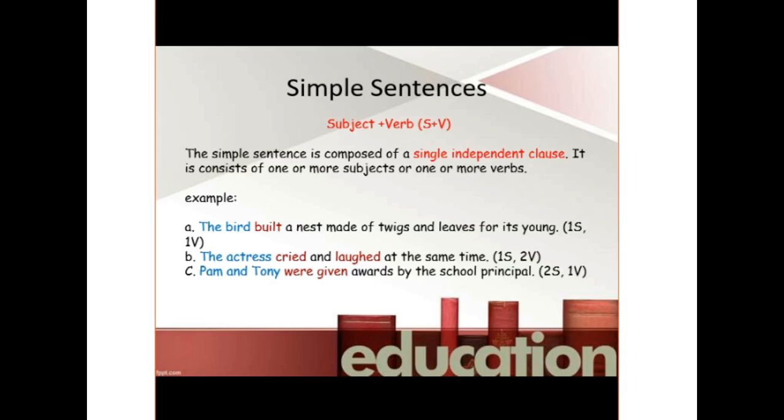Simple sentences: the subject plus verb pattern. The simple sentence is composed of a single independent clause. It consists of one or more subjects or one or more verbs. Example: The bird built a nest made of twigs and leaves for its young. The actress cried and laughed at the same time. Pam and Tony were given awards by the school principal.